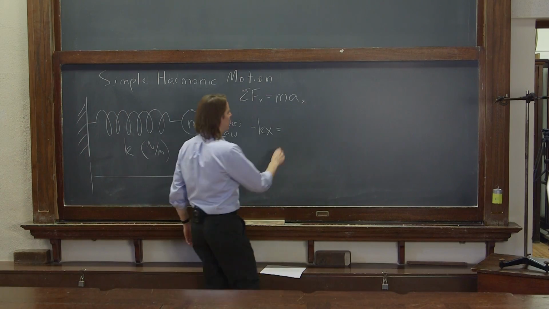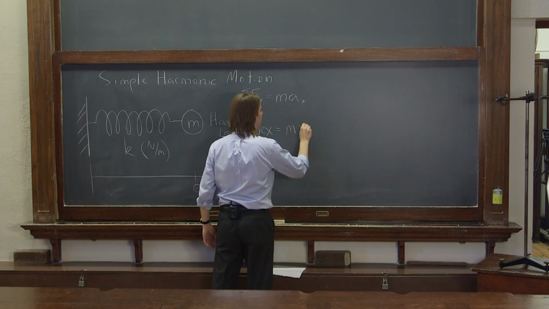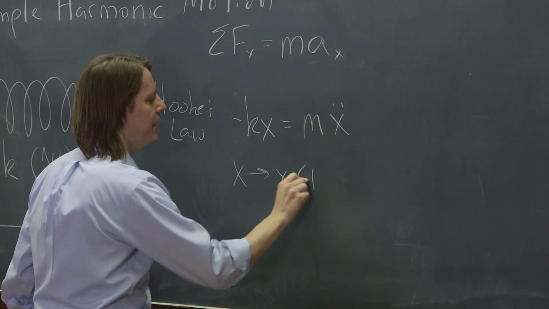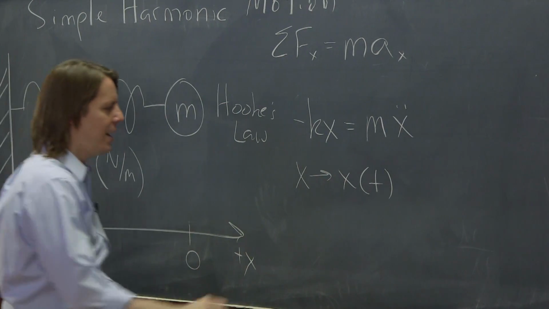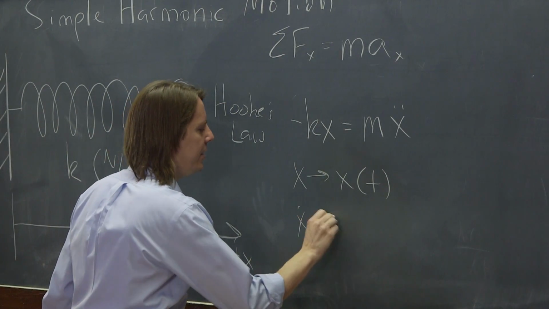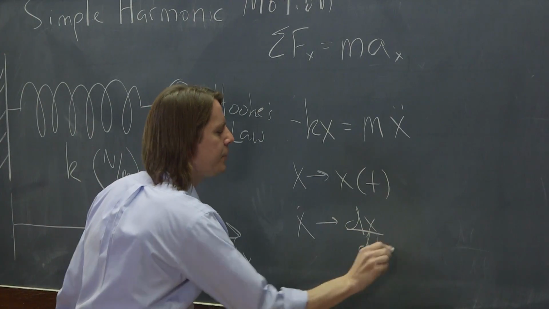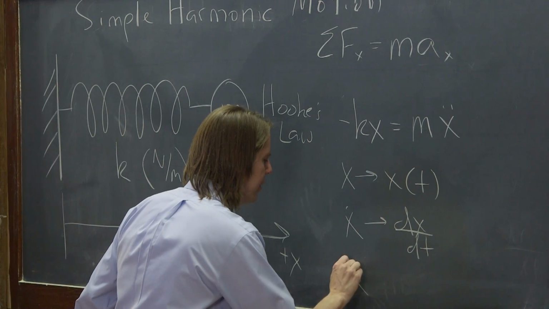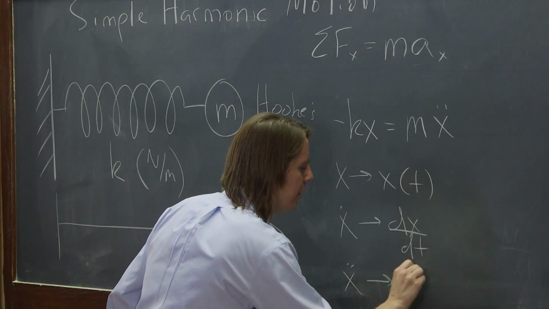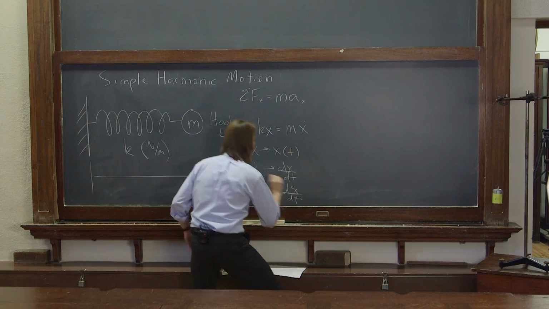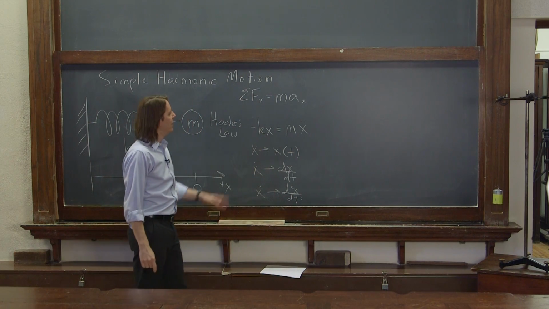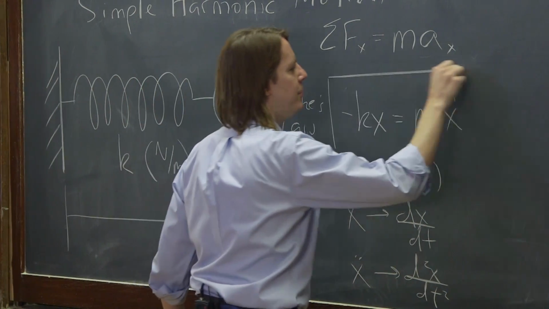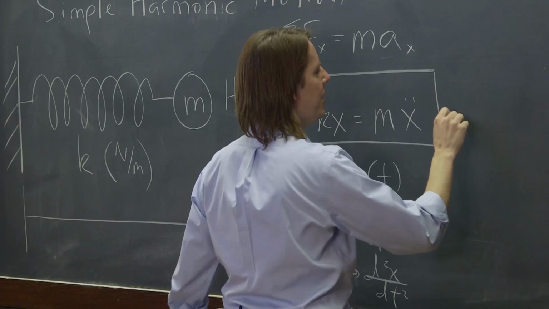So we have minus kx equals m, and then I'm going to give you a new notation. I'm going to call this x double dot. Recall that x meant x as a function of time. That's what it always means in kinematics. And x dot is just another way to write dx/dt. To avoid writing dx/dt and d²x/dt² over and over again, we use these convenient dots. See how hard it was to write at the bottom of the board. So that's all that means, same as last time. Now we have our equation of motion: minus kx equals m x double dot.